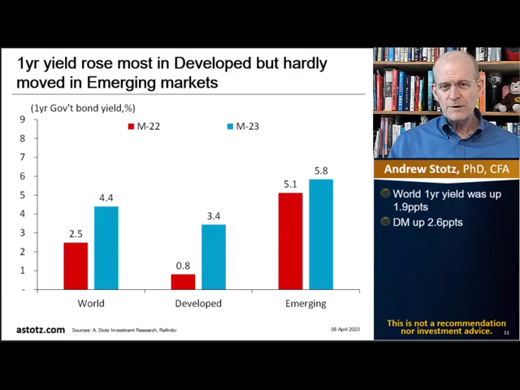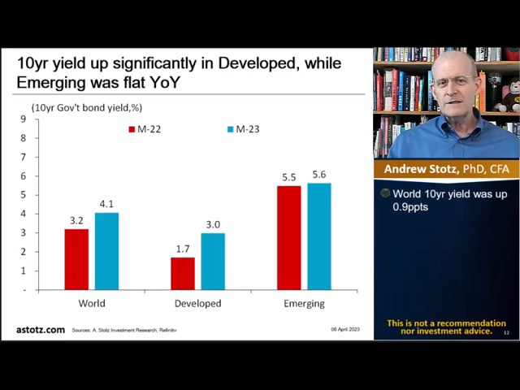2.6 percentage point increase. And then let's look at emerging markets, where we can see that 1-year government bond yields went from 5.1 up to 5.8. So a pretty small move in emerging markets, just 0.7 percentage points, and I would say relatively flat.